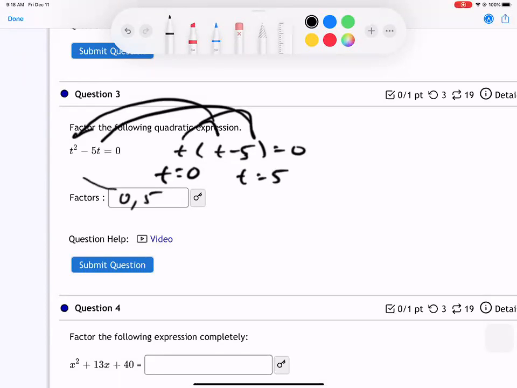And if we double check, if I plug in 0 here and 0 here, we do have 0. And if I plug in 5 and 5, 25 minus 25 is 0. Yeah, that's a win.